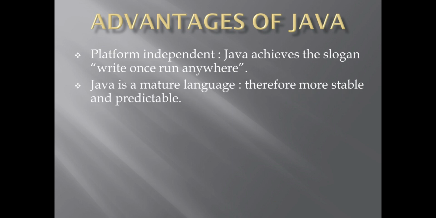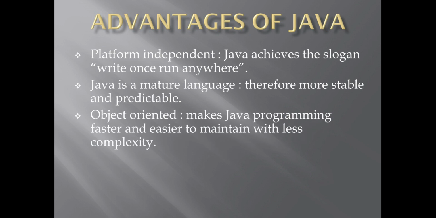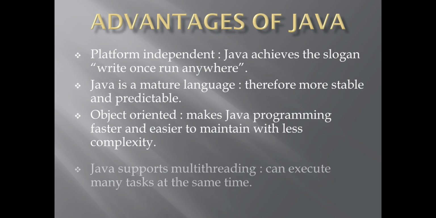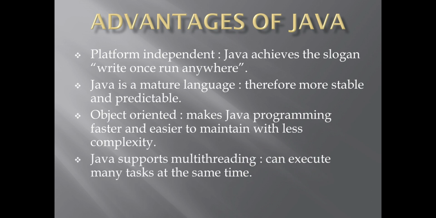Second, Java is a mature language. It's more stable and predictable. Like other languages, maybe in updates, there will be major changes, but for Java, it's stable between its updates. Also, it's an object-oriented language, which makes Java faster and easier to maintain with less complexity. Also, Java supports multi-threading, so it can execute many tasks at the same time. And don't worry, we will discuss all this in detail soon.